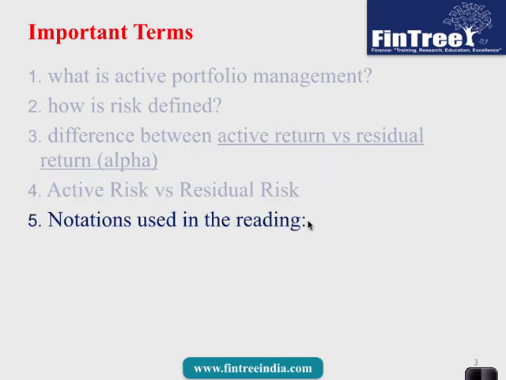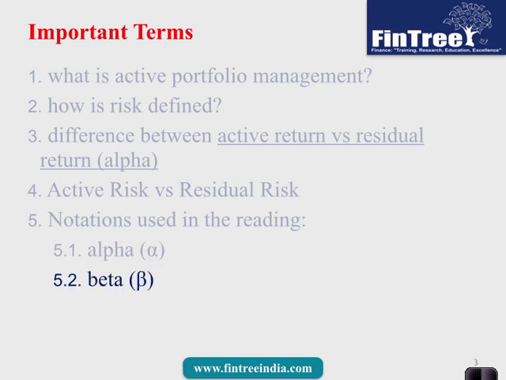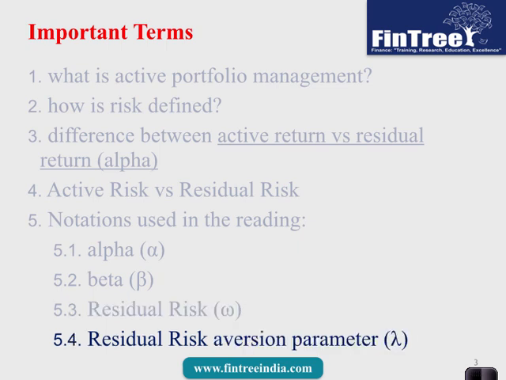Then certain important notations used in the reading. The first one is alpha, and alpha is the same as residual return. Next one is beta, which is the slope exposure. Then residual risk in this reading has been denoted by the sign omega, and the residual risk aversion parameter is denoted by the sign lambda.